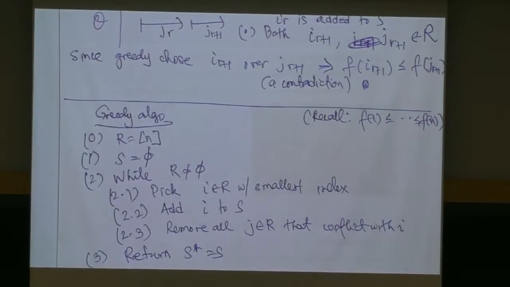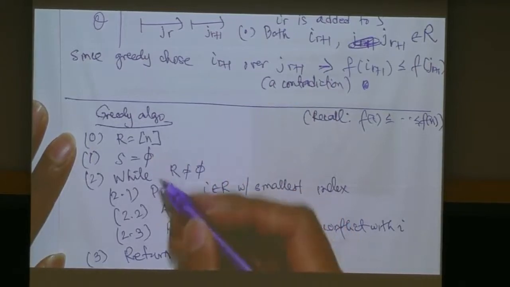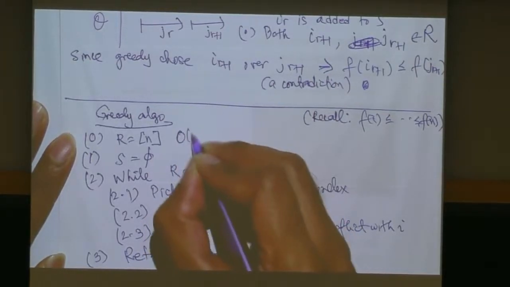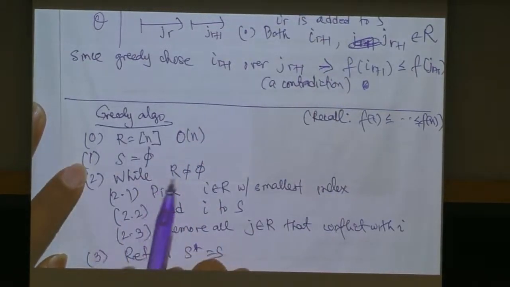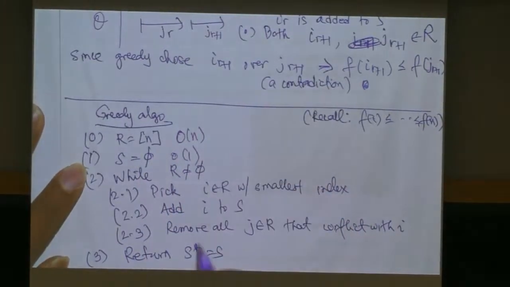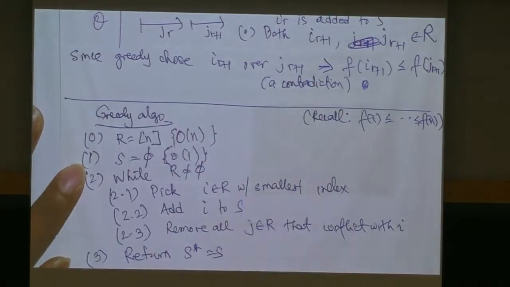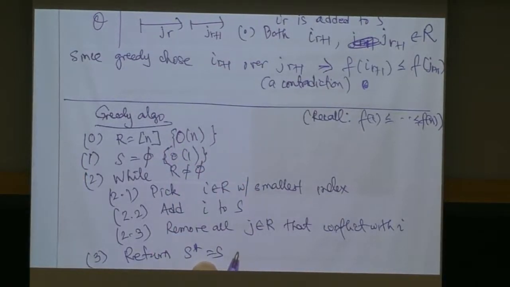So now, here you're just initializing a set with n elements, so this is order n time. You're just emptying a set to be the empty set. This is constant time. At the end, you're outputting a set. Now note that this set could be pretty large. It, for example, could be all the intervals. So in the worst case, even just outputting this set will take order n time.